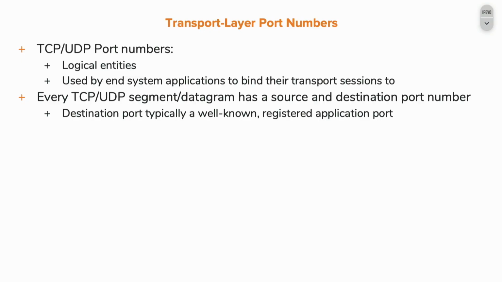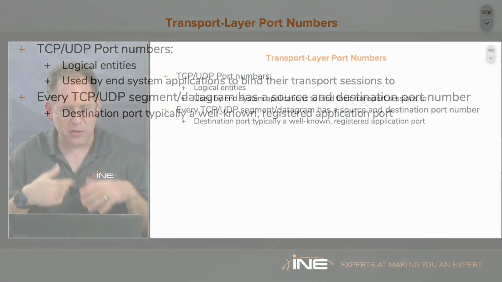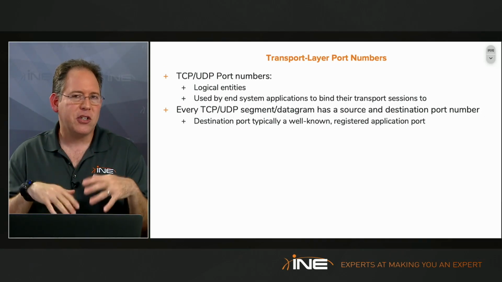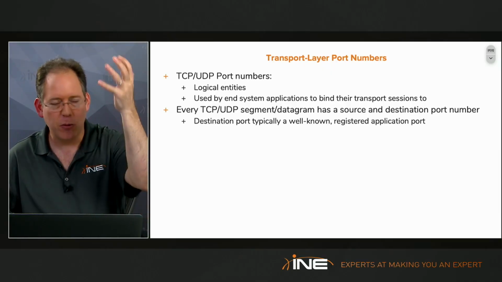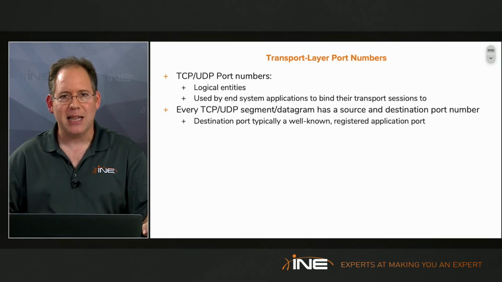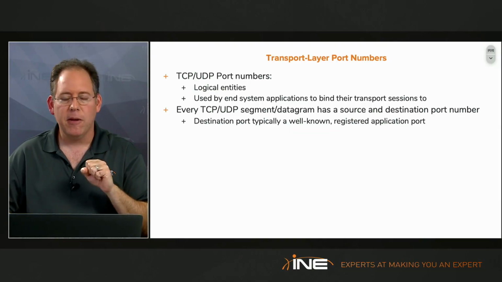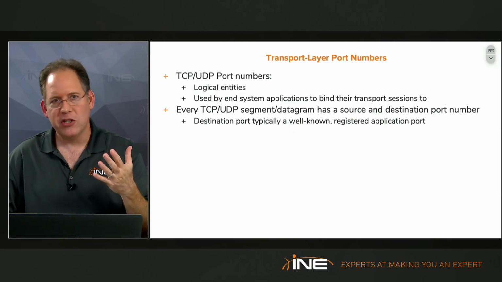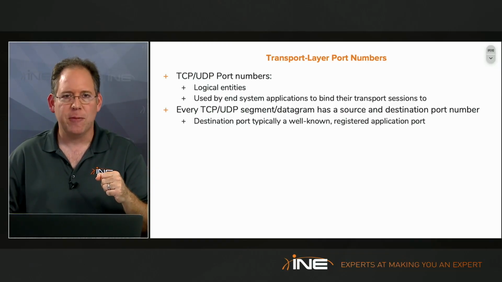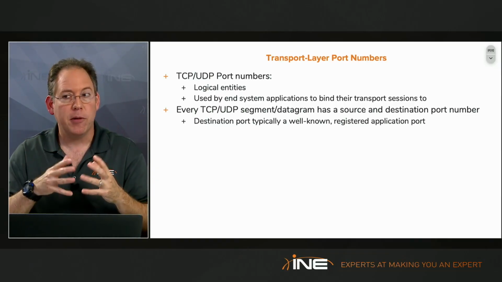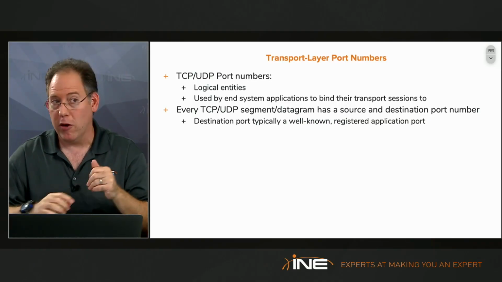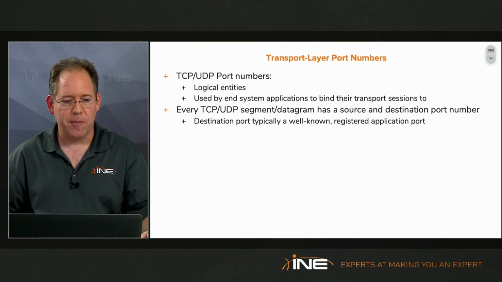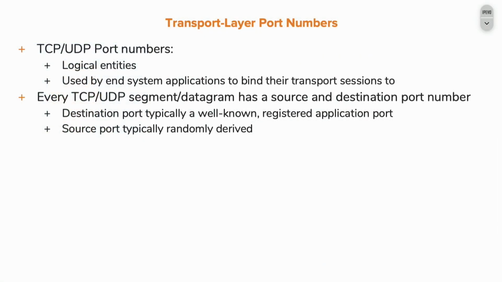Now, from your laptop's perspective, from your tablet or smartphone's perspective, when it's creating a packet, because you're browsing the web or you're trying to reach out to some instant messaging service or something like that, the destination port number will be a well-known registered port number for that particular service. For example, there's a well-known port number for HTTP, web browsing. There's another well-known port number for email and all sorts of other stuff. The source port number will typically be something that's randomly derived.